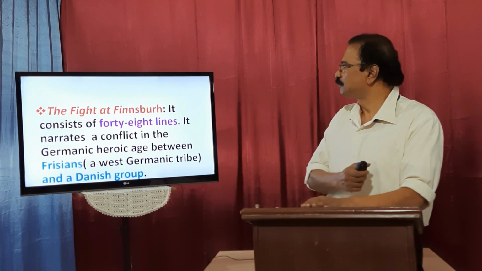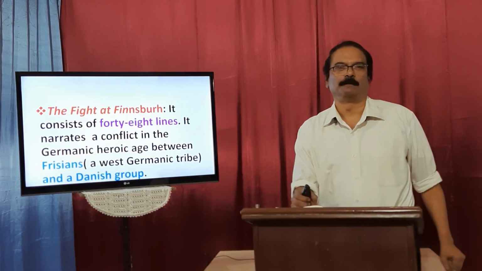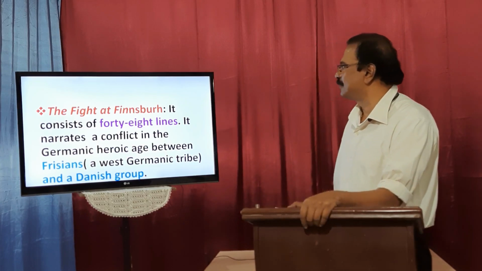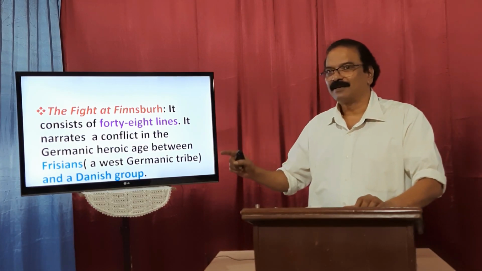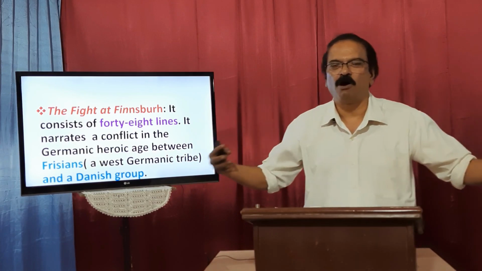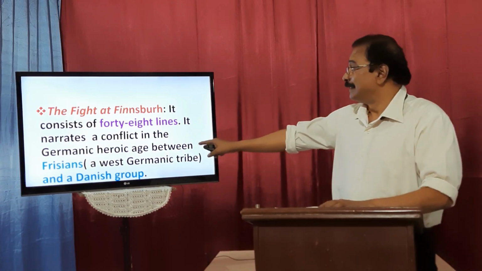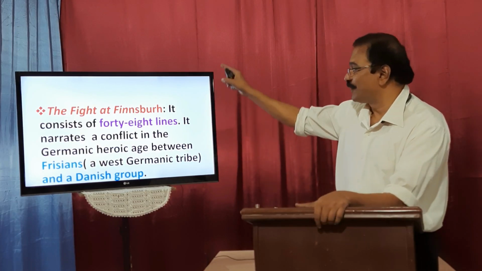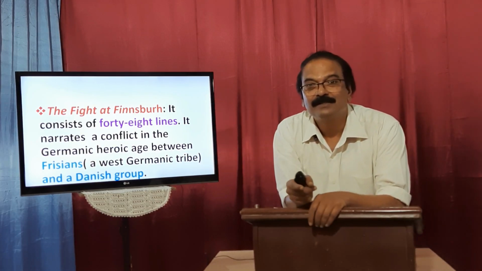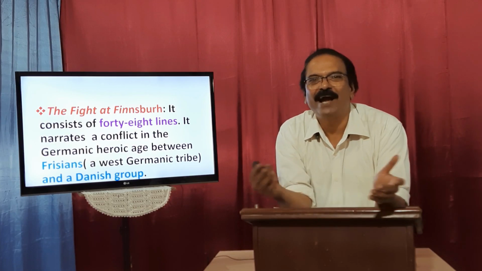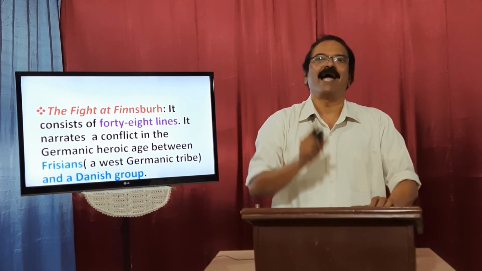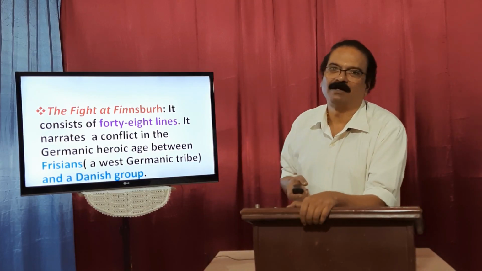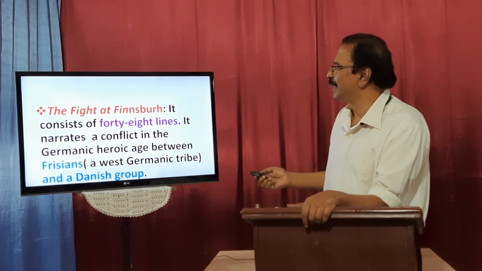Okay. The Fight at Finnsburg. Another poem. It's about 48 lines in length. It narrates the war or the conflict between a Germanic tribe known as Frisians and some Danish people. A fight between a Germanic group and a group from Denmark. That's all. Two tribes. Okay.